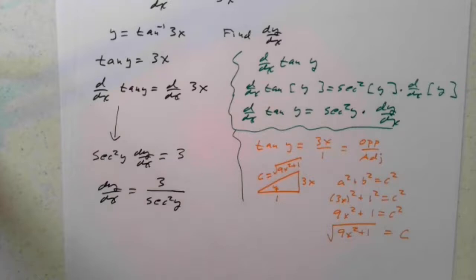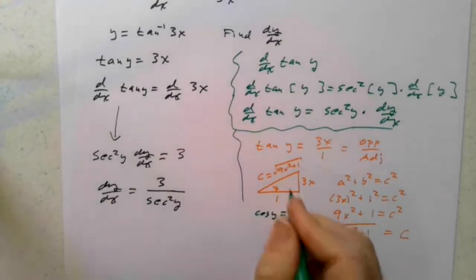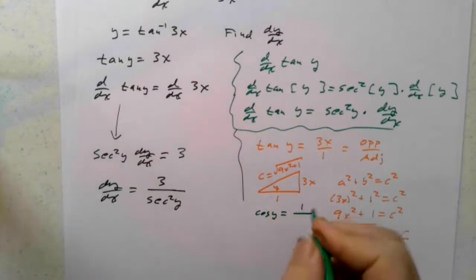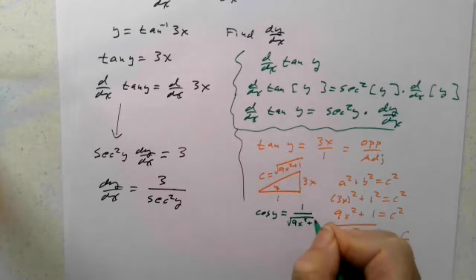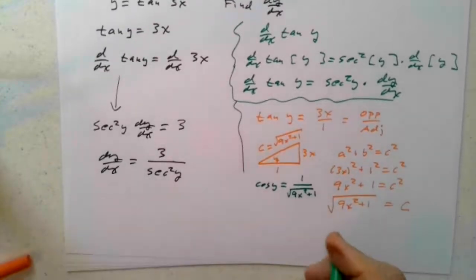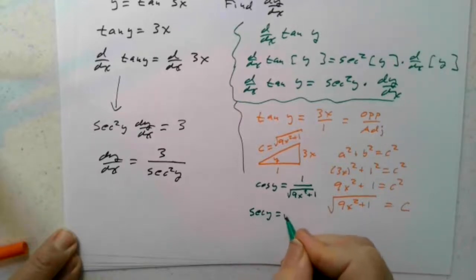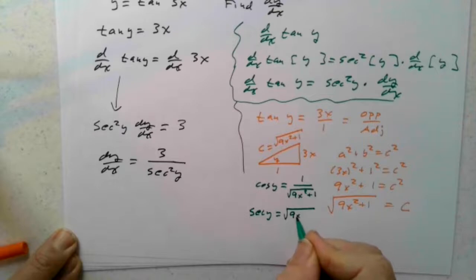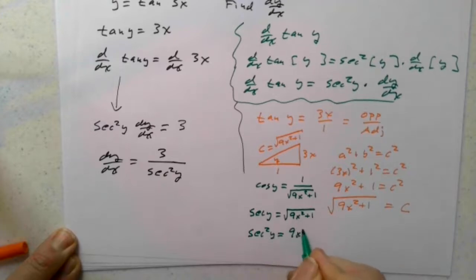But I need secant squared. So how do I get secant? Secant is the reciprocal of cosine. So knowing that, cosine of y is adjacent over hypotenuse, which is 1 over the square root of 9x squared plus 1. So secant y, the reciprocal of cosine, is the square root of 9x squared plus 1. Now square both sides. Secant squared y equals 9x squared plus 1.